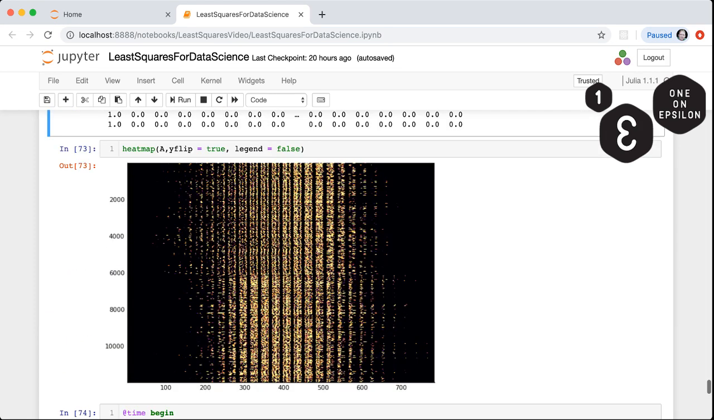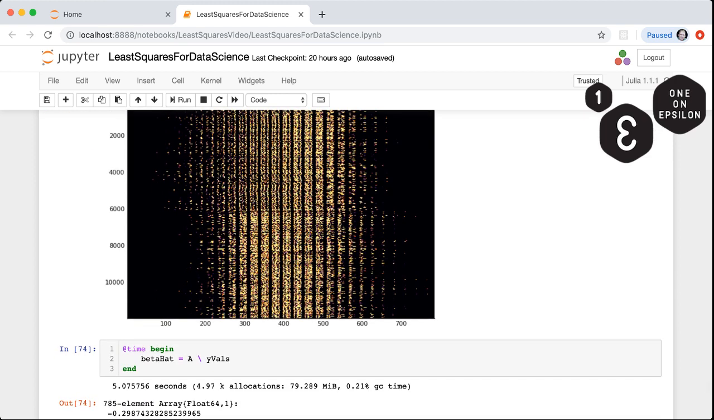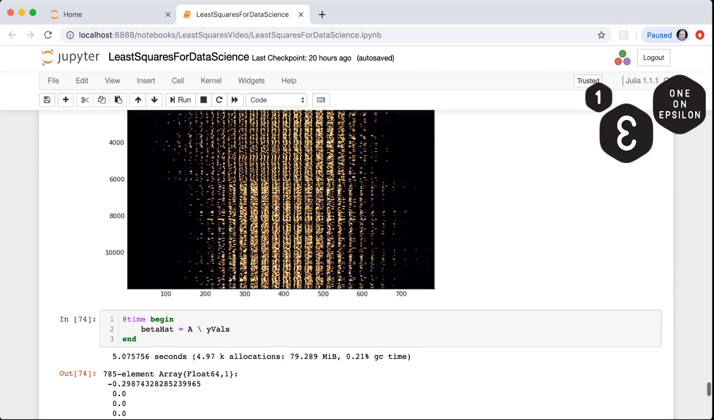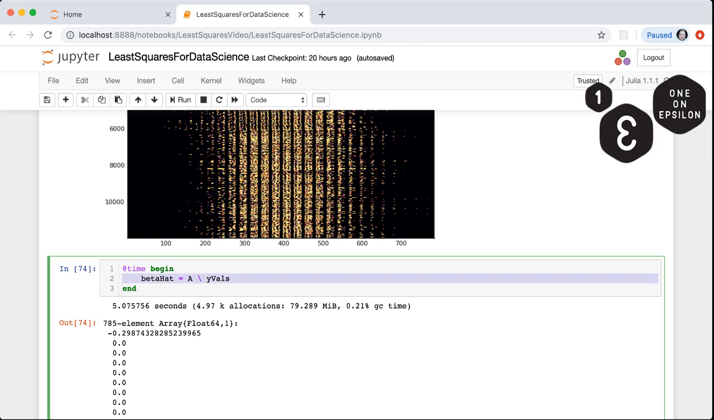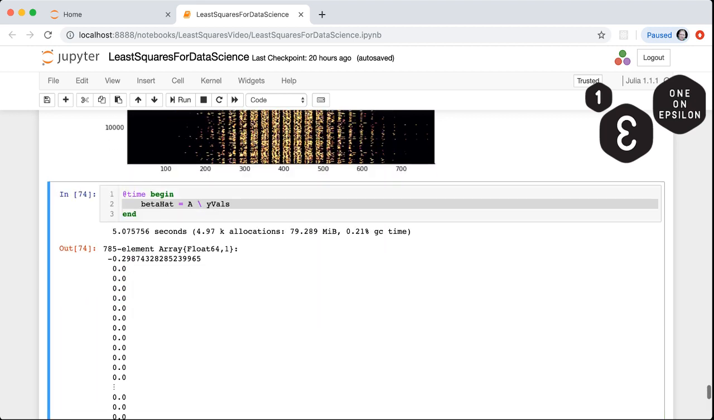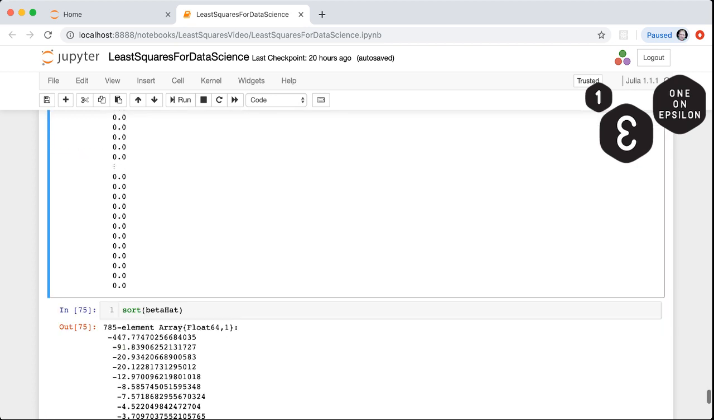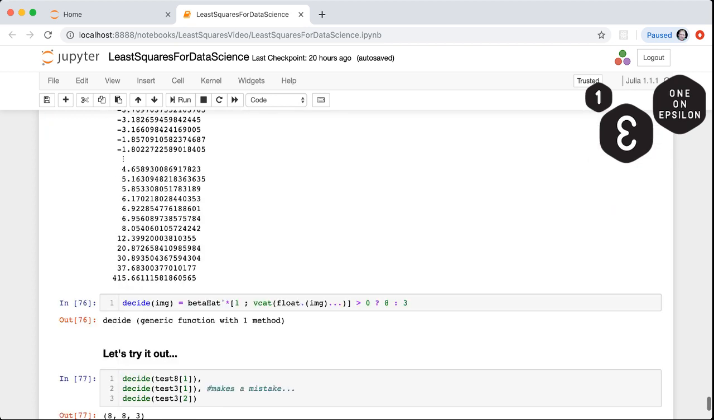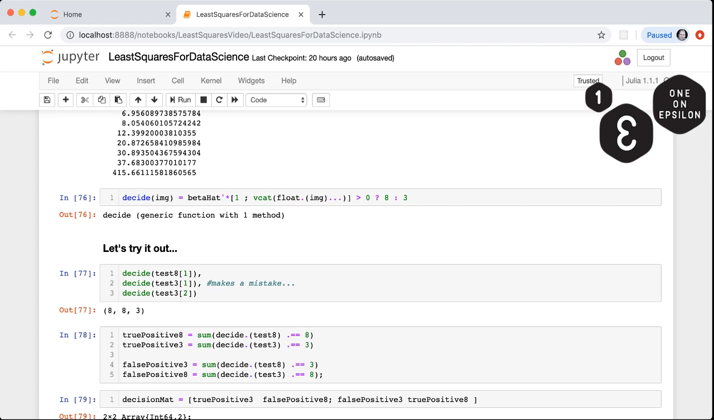We can even do a heat map of this data matrix and see all the data matrix together. It has the images spliced across. So now we're going to fit beta hat as A backslash Y vals. This took a few seconds, not too many. And we've now got beta hat. We can actually look at the values of beta hat, and this is actually the classifier that we use.